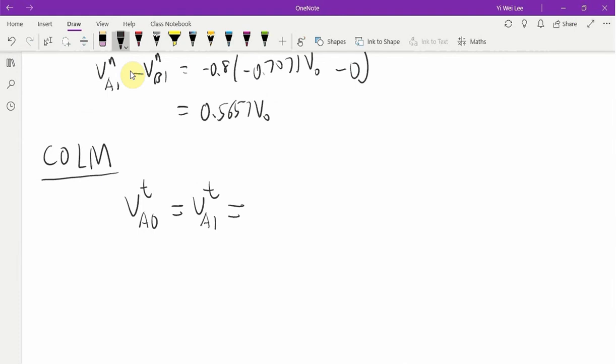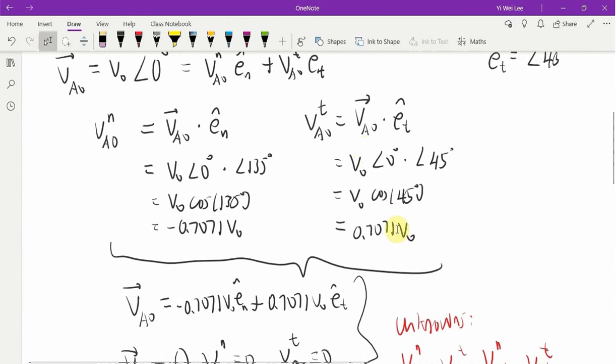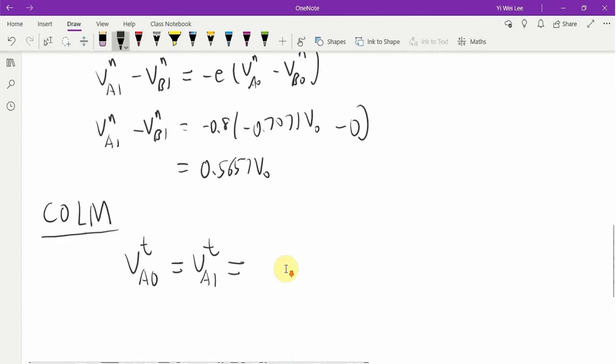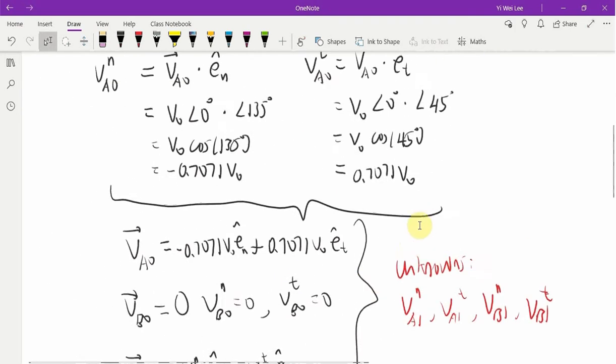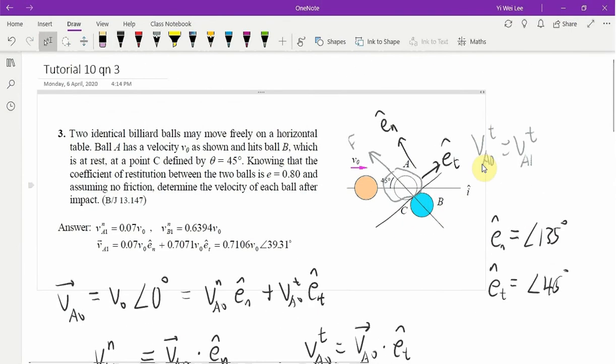In this case, since VA naught T is equal to 0.7071 V naught, we can just put this one as 0.7071 V naught. That's the equation. Same thing goes here. Since we can draw our system boundary across particle A, it means that we can also create another conservation of linear momentum equation by drawing a system boundary across particle B.